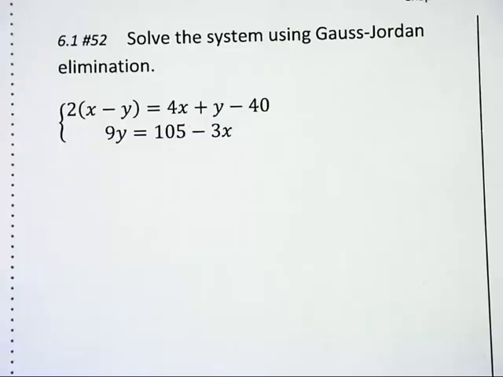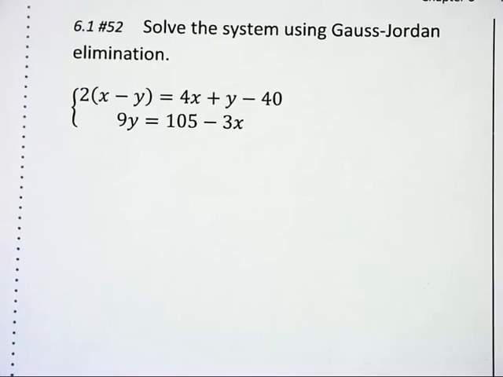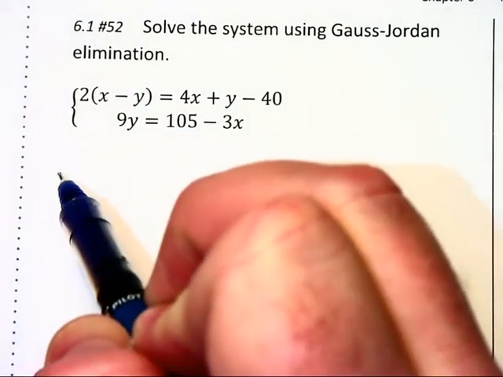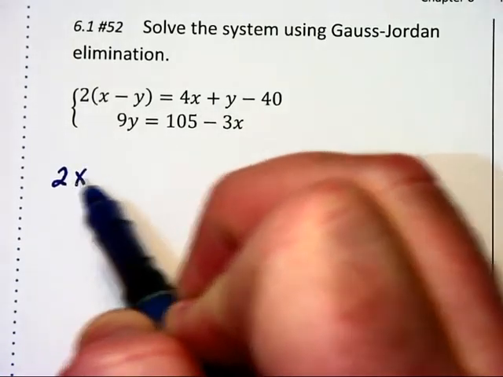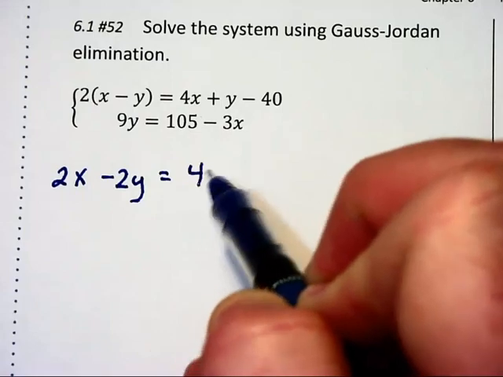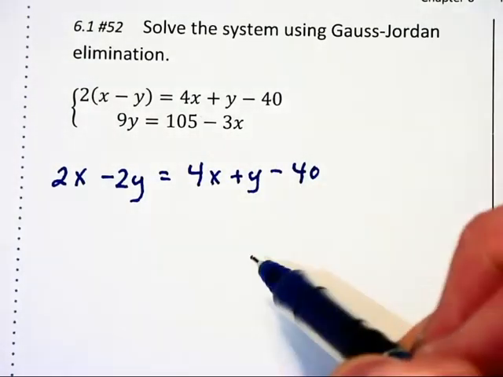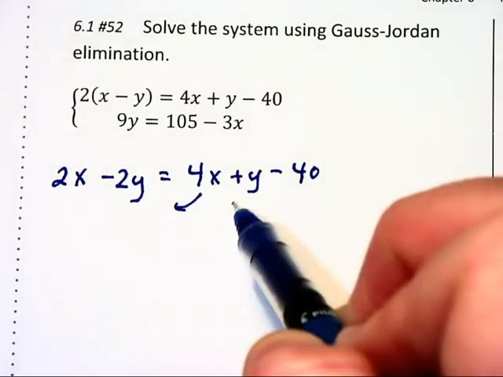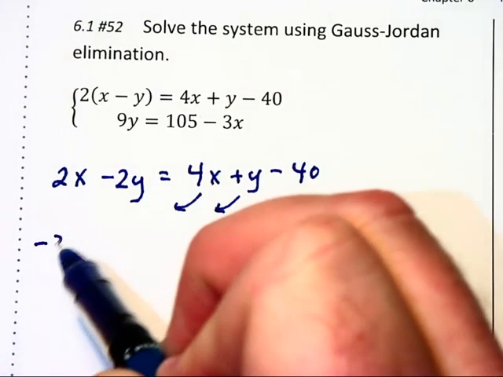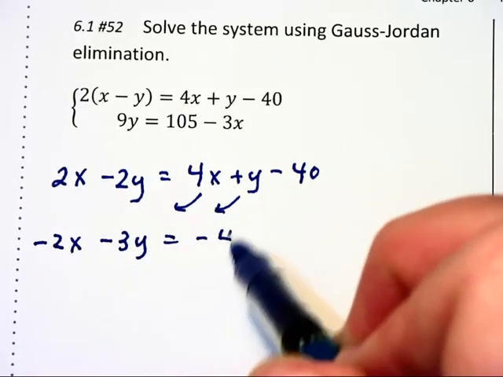Now we get to advance onto solving our first equation using matrices. So let's start by cleaning these equations up. The first equation becomes 2x minus 2y equals the 4x plus y minus 40. And I'm going to rewrite that, subtracting the 4x off to the left and the y to the left. I'm going to have negative 2x minus 3y equals negative 40.